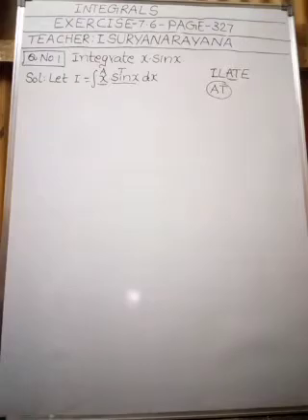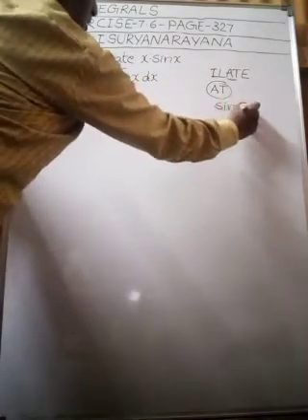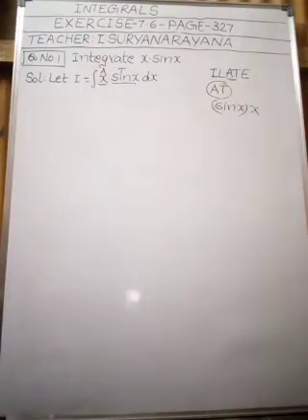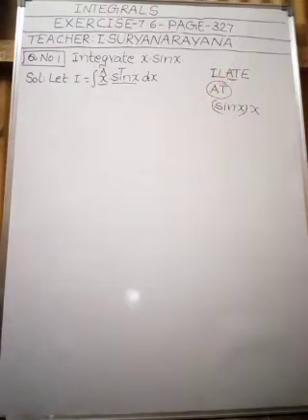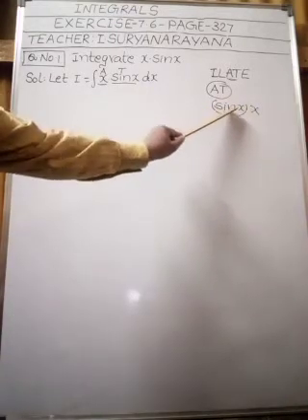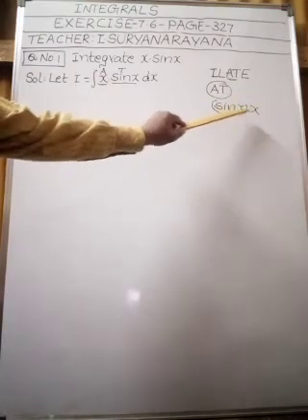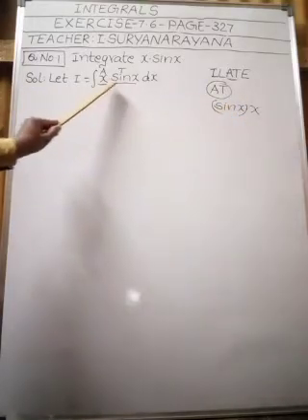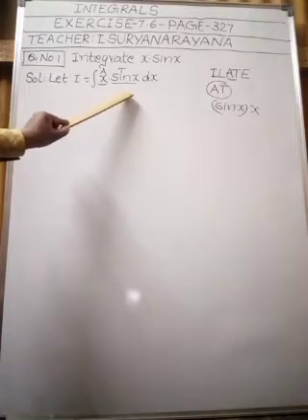Sometimes they will give it in the reverse order, like this: find or integrate sin x into x. In this order they will give the product of these two functions. In such case, you have to rearrange these two functions, because this is a trigonometric function and this is an algebraic function. So we have to rearrange in this order only. Understood this point?